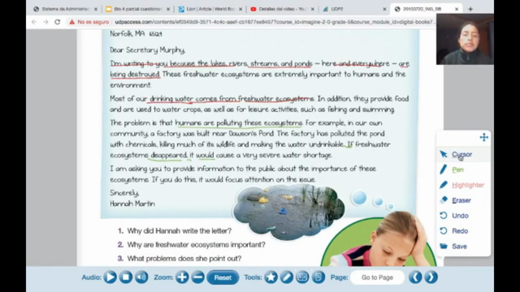Remember, it is so important, the structure. Okay, one more time. Una vez más, vamos a ver cuál es la estructura para una carta. In this part, you have the greeting. What is greeting? Saludo, excellent. And in this part is the body, el cuerpo, okay? And finally, the closing, despedida. Don't forget that.